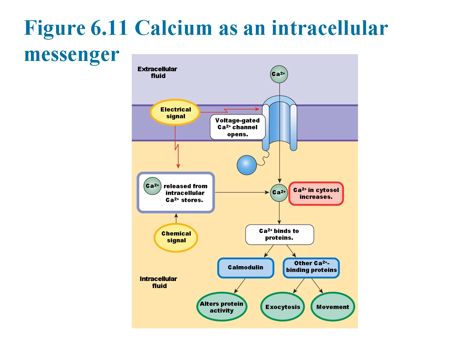Calcium binds to calmodulin, a key regulatory protein that activates various enzymes, altering protein activity and leading to changes in metabolism, gene expression, or other cellular processes. Calcium can also bind to other calcium-binding proteins, such as those involved in exocytosis, where vesicles fuse with the cell membrane to release neurotransmitters or hormones. Calcium's role in movement is particularly important in muscle contraction, where it interacts with actin and myosin filaments to generate force. In summary, calcium is a highly versatile second messenger, capable of triggering multiple pathways simultaneously.